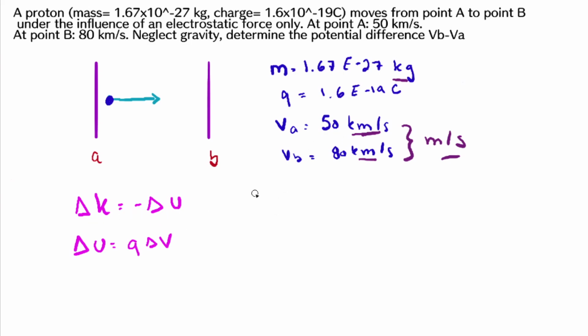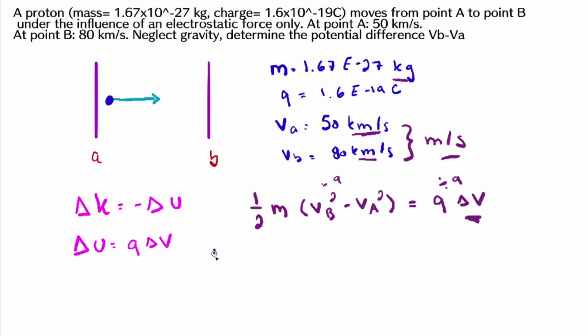So delta K is 1/2 m (VB squared minus VA squared) is equal to negative Q delta V. This delta V is what we are trying to figure out. This is our potential difference, so we want to isolate it, meaning we're going to divide each side by Q. So let's put in all of our values.